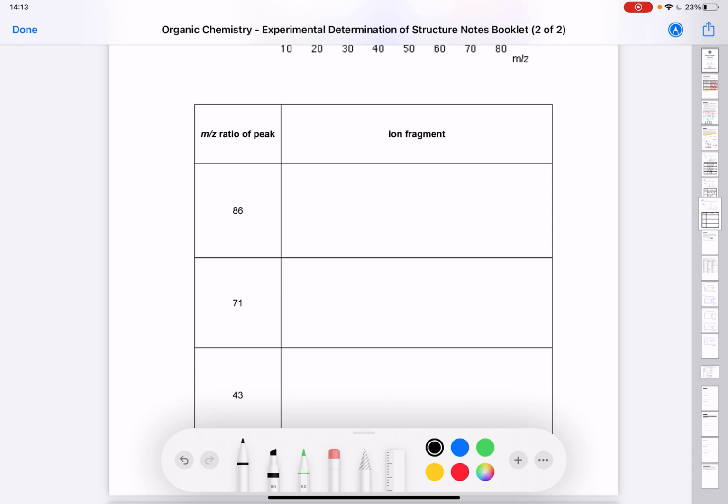Like I said, if you're unsure, please drop me a wee message. And then there is an exercise, it's exercise 2.5. That's available for you to have a go at. It's all about elemental microanalysis and mass spec. So again, any questions, please just let me know.